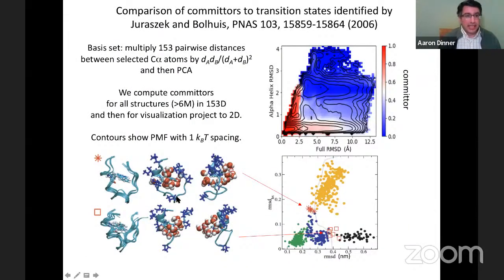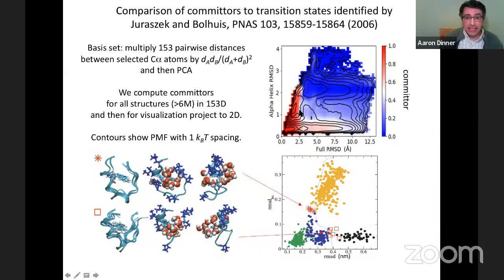Okay, so now we're going to calculate the committor. Again, we do that calculation in 153 dimensions for 6 million structures. So that's something that I never thought we'd be able to do. And then, just for the purposes of visualization, we are projecting down to 2 dimensions and averaging, okay? And then we're comparing to Peter's results.